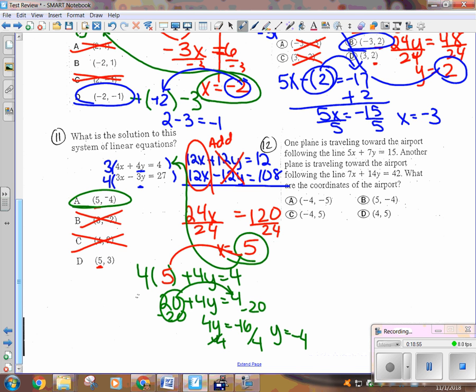One plane's traveling toward the airport following a line. Another one's traveling toward the airport following a different line. What are the coordinates of the airport? So that would be where the two planes meet, and of course they're probably going to meet at the airport.